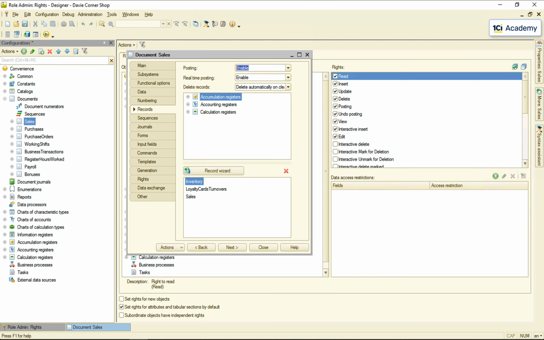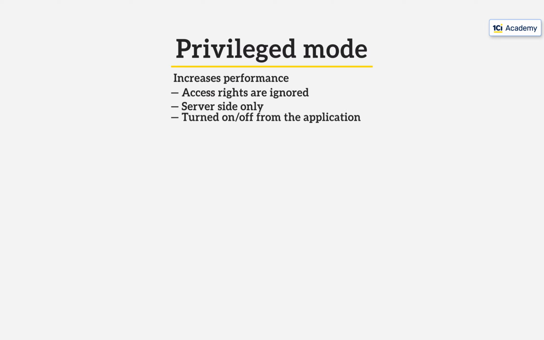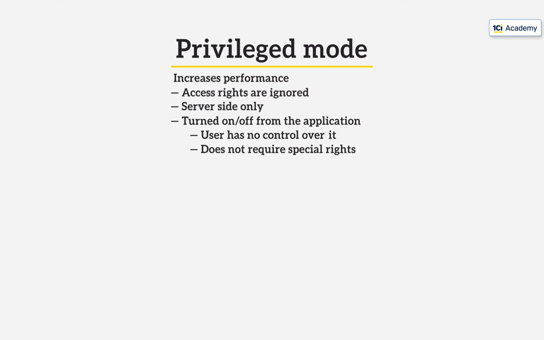What does make sense here is to tell the platform to temporarily ignore all access restrictions. This is done by switching on so-called privileged mode. We use the privileged mode to speed things up by not checking the access rights when we don't need it. The privileged mode works only on the server side and is turned on or off by the application settings or the source code. It means that a user cannot control it and, therefore, doesn't need any special rights for this mode.